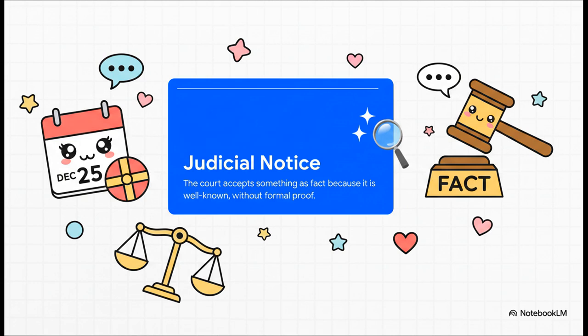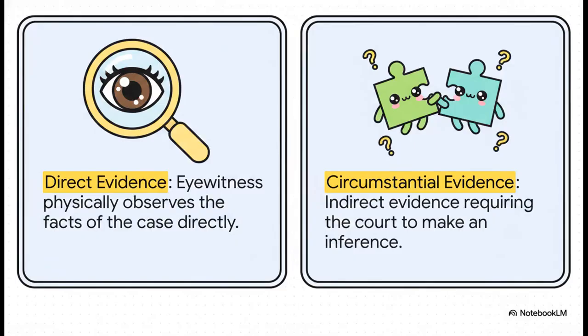Rounding out our definitions, we have judicial notice. This happens when the judge just accepts something as a fact because it's universally known, even without formal proof. Like, nobody needs to call a scientist to the stand to prove that December 25th is Christmas Day, right? The judge just takes judicial notice of it. Oh, and for your exams, you also need to know about legal presumptions. Remember the 2 types: rebuttable presumptions, which you can actually argue against if you have new evidence, and irrebuttable presumptions, which are basically set in stone. You cannot challenge them. Now this brings us to a guaranteed exam question: the difference between direct and circumstantial evidence.